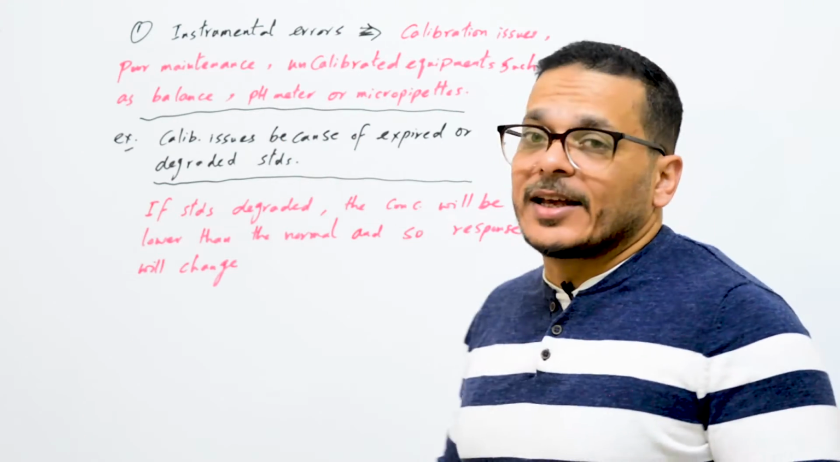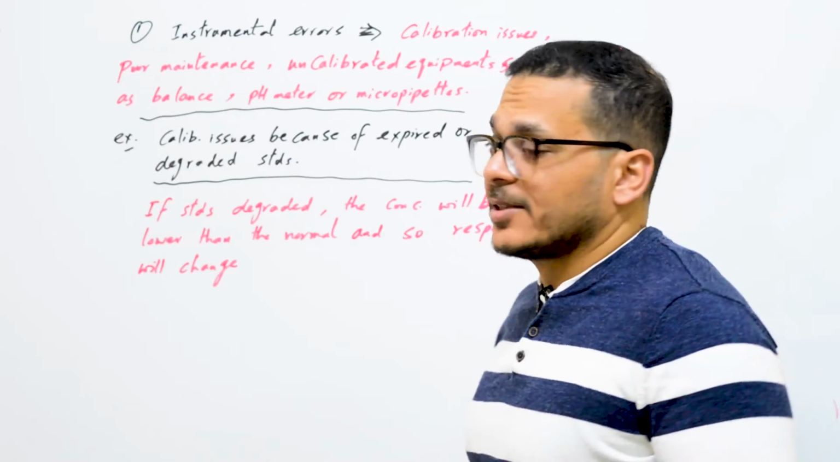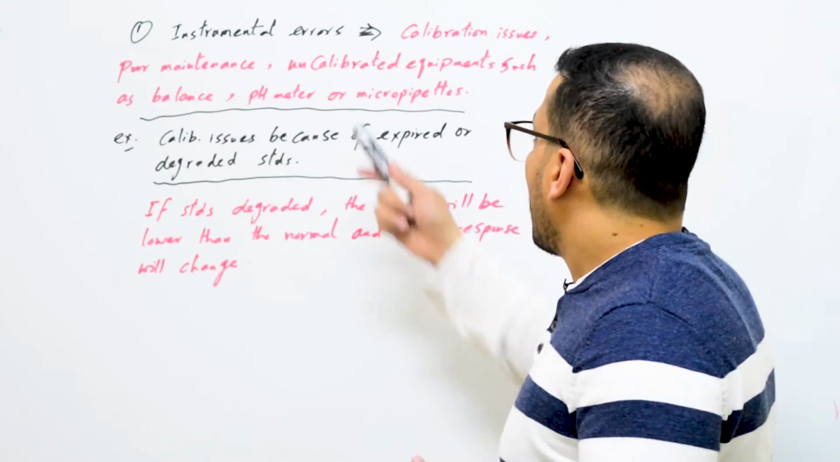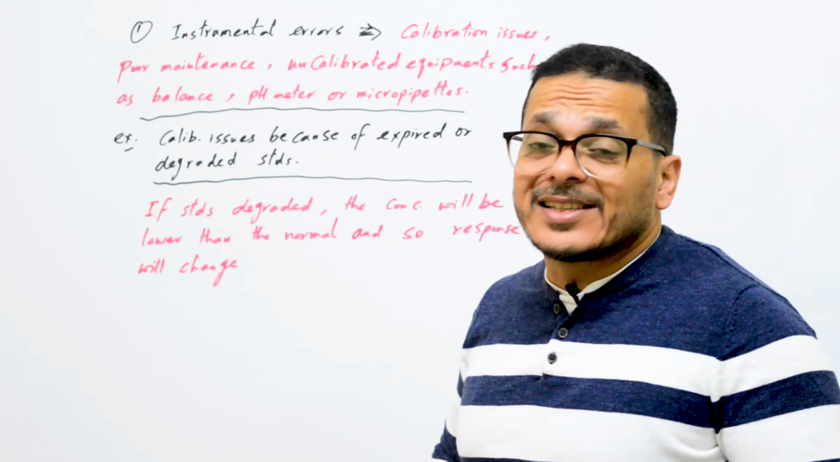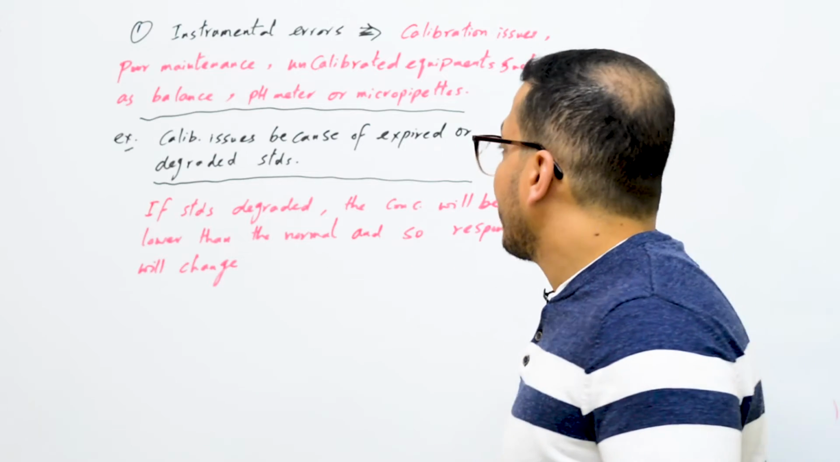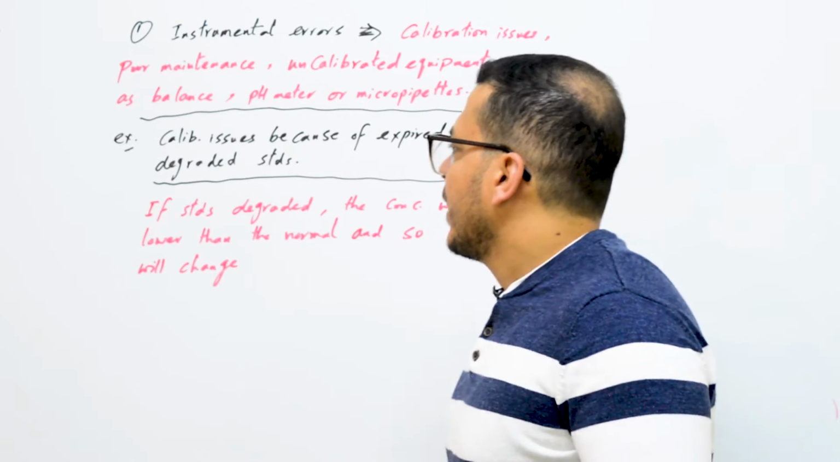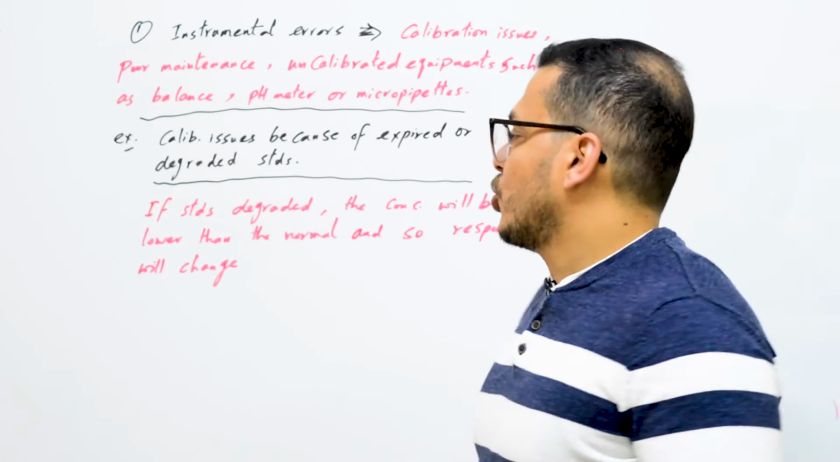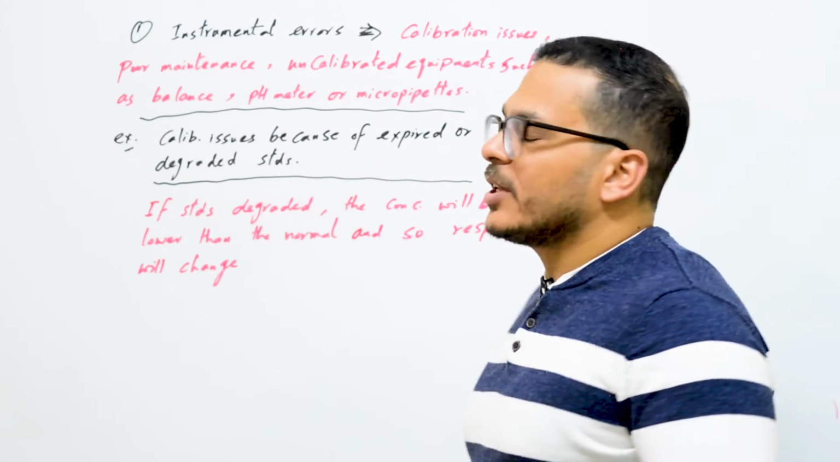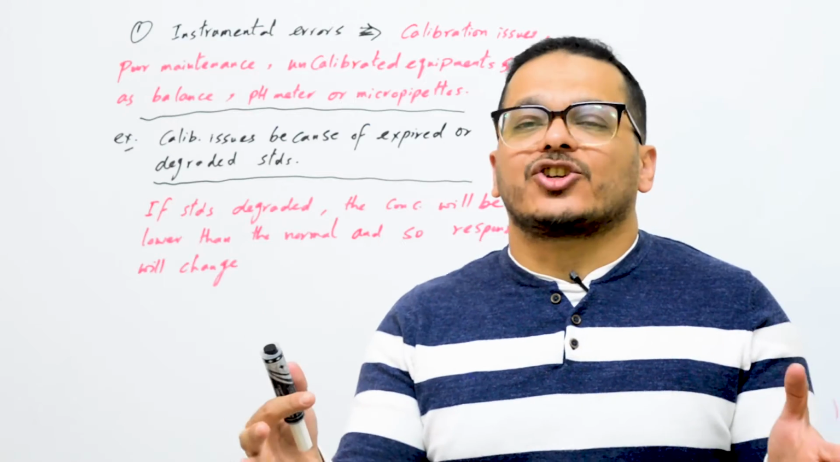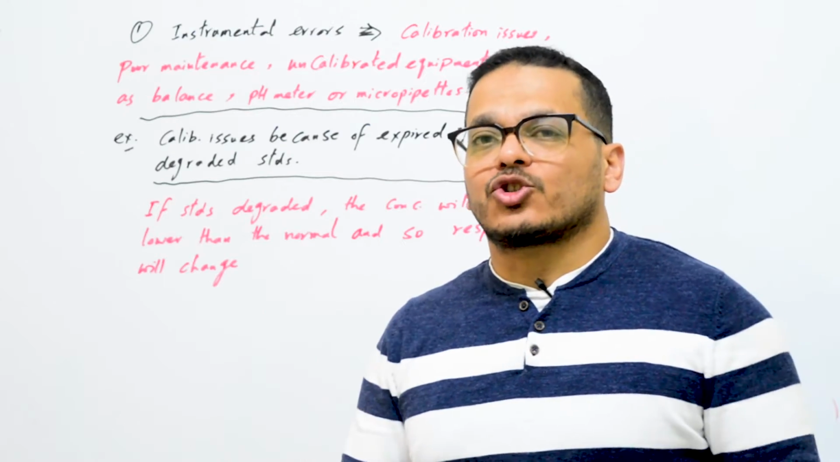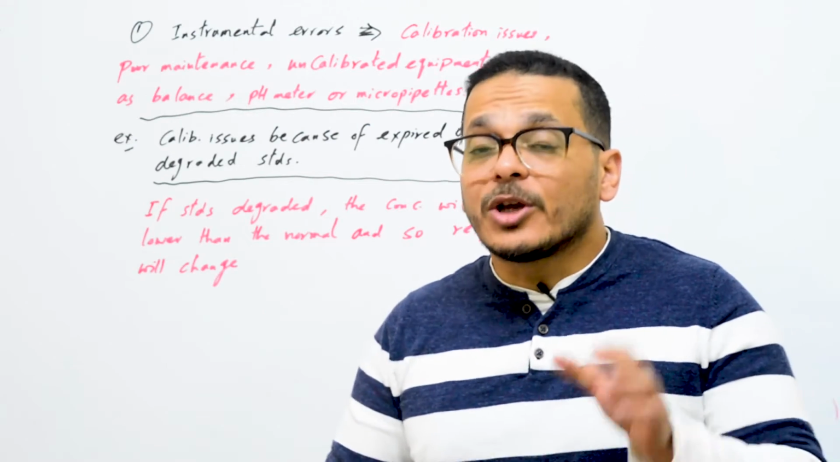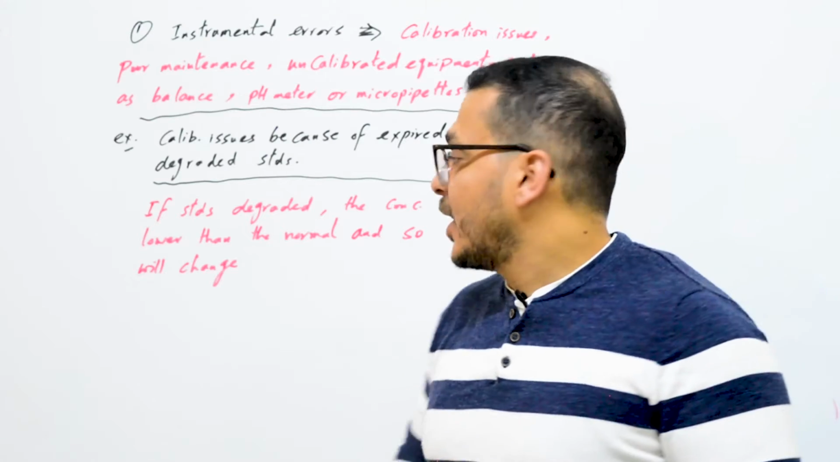Instrumental errors include calibration issues, poor maintenance if you don't have regular maintenance, and uncalibrated equipment such as balance or pH meter or micropipettes or other equipment also. First example, we have calibration issues, for example because of expired or degraded standards. So the issue is calibration of your instrument. There is a problem with calibration because of a degraded standard.